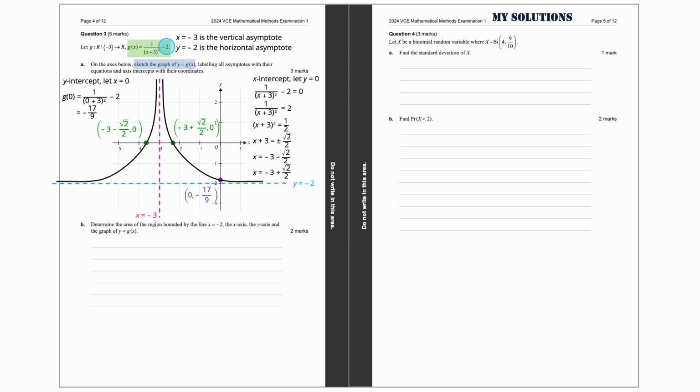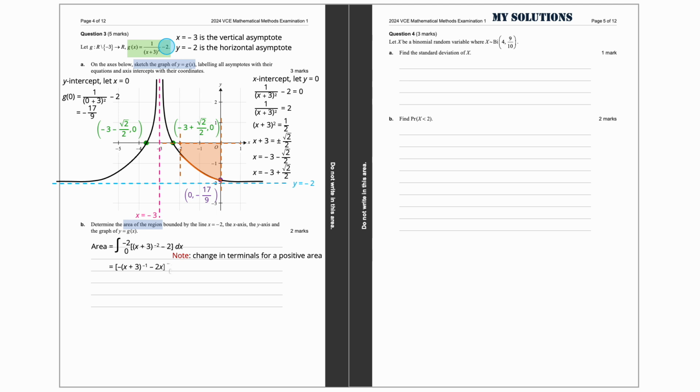Part B. Determine the area of the region bounded by the line x equals negative 2, the x-axis, the y-axis, and the graph of y equals g of x. In other words, the shaded region shown. The area is going to be the integral from 0 to negative 2 of g of x dx. Note the change in terminals because the area is under the x-axis, so it's going to be negative and we want a positive area. Therefore, we calculate the integral from 0 to negative 2.